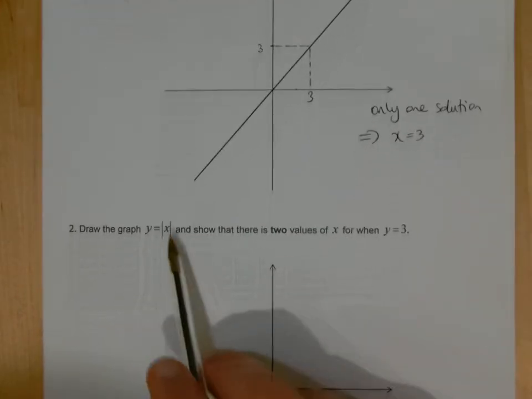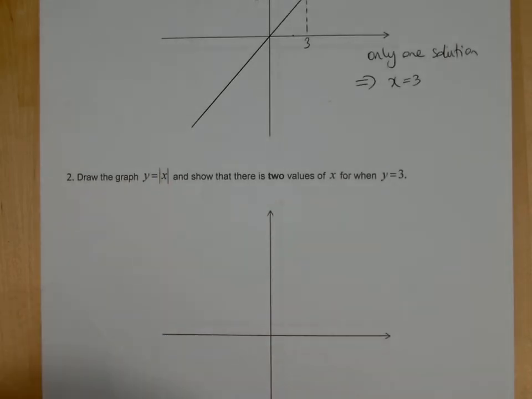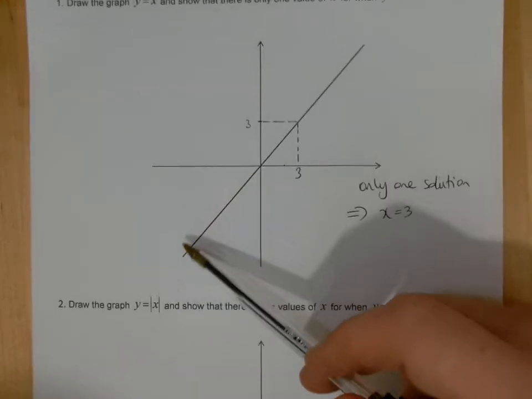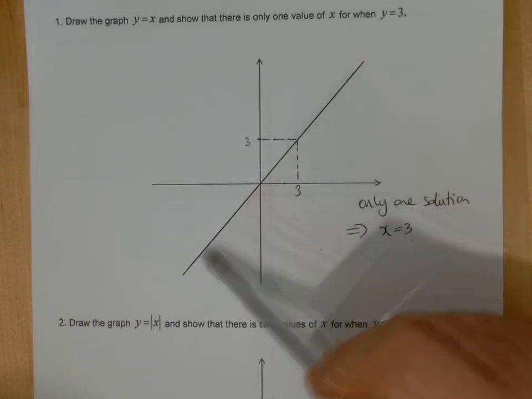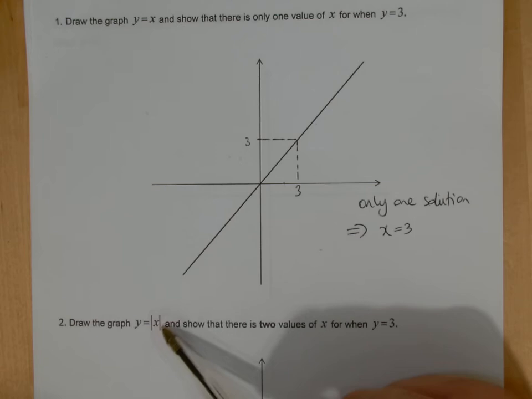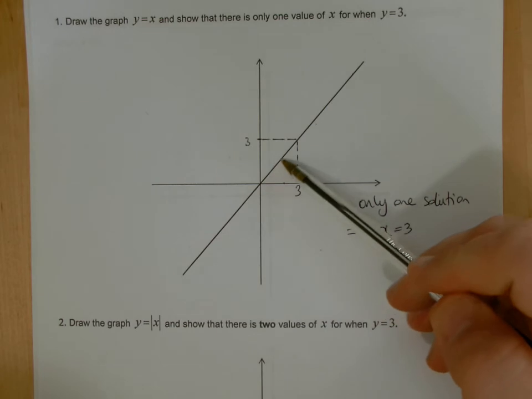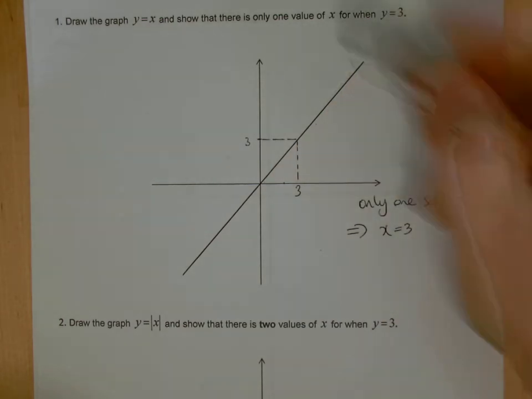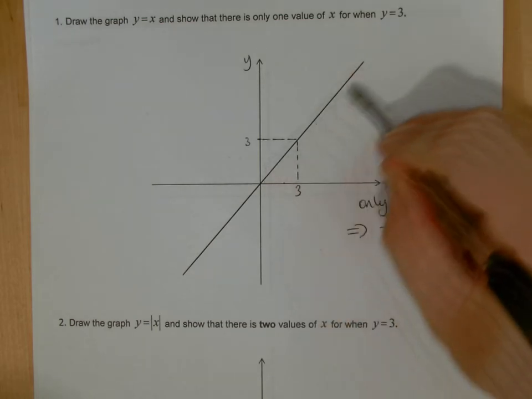Okay, and the modulus function is denoted by those bars there. That just means the modulus of x. What that means is that it makes everything positive. So if we look at the graph of y equals x, here we've got positive parts, we've also got negative parts. So what these bars do is that they make everything positive. They make sure that everything is positive. Now, these values here of y are already positive, aren't they? Yeah, they're already positive, so nothing's going to happen to these.